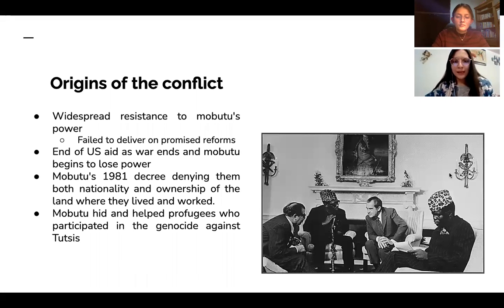Then in 1981, there was a decree denying the Banyamulenge nationality and their ownership of the land they lived and worked on. The Banyamulenge are an ethnic group composed mainly of Tutsis.